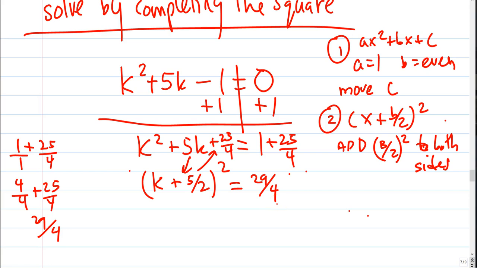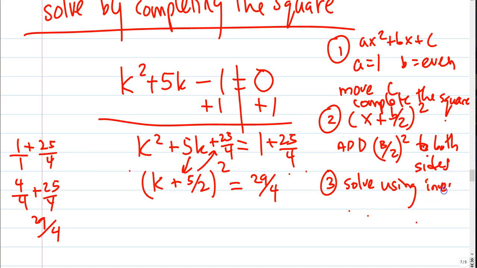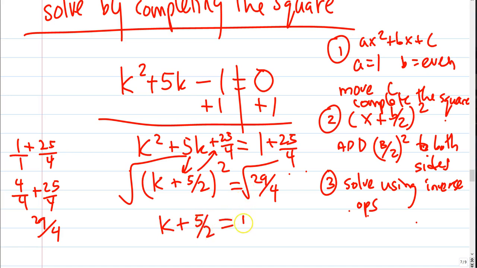Okay? Now we can solve. This whole step right here is just called complete the square. Figure out what the group is, b over 2 squared, and add b over 2 squared to both sides. Now we can solve using inverse operations. So I would square root both sides. K plus 5 halves equals, do not forget from the square root we get a plus or minus.